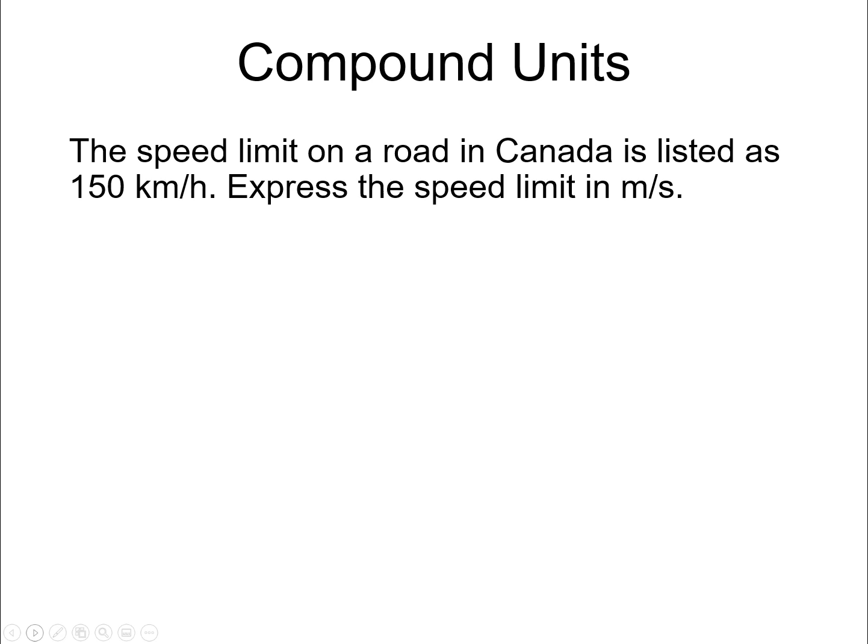So it looks like we're back in Canada. The speed limit on a road in Canada is listed as 150 kilometers per hour. Express the speed limit in meters per second. So remember that M is meters, not miles. We're going to meters per second.